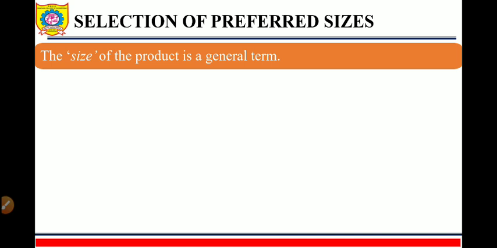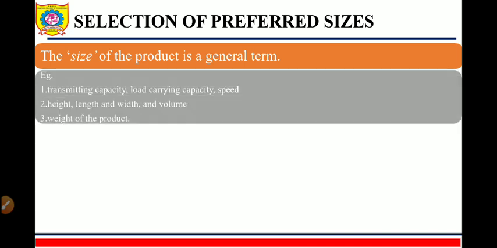Selection of preferred size. Size is the word to define certain dimension or thickness or shape, etc. But here the size is the general term. Okay, and certain examples of the general term size are: first, transmitting capacity, load carrying capacity, speed, etc. That can be called a size. Second is height, length, width, volume. These geometrical properties may also come under size.